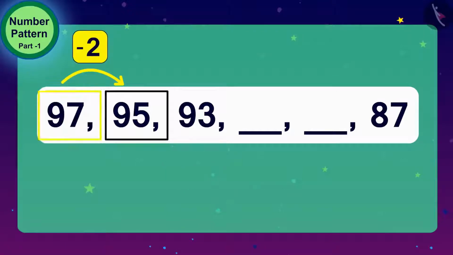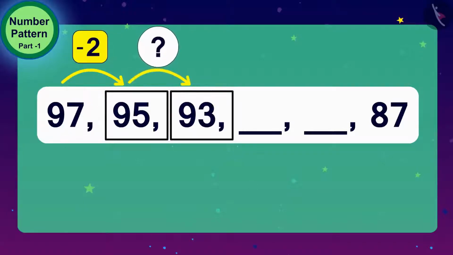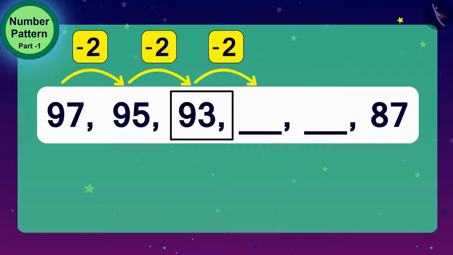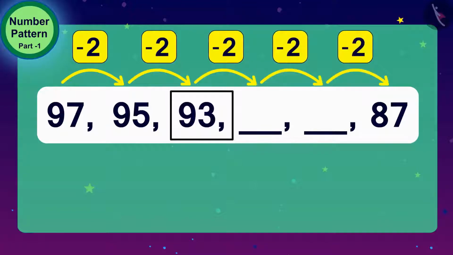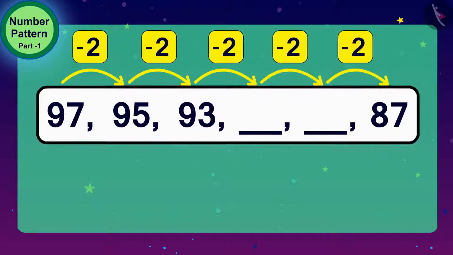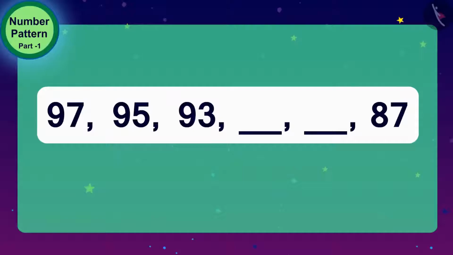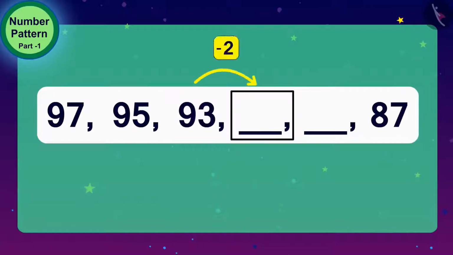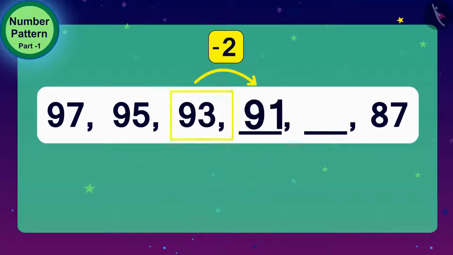from 97. And what to do to get 93 from 95? Exactly. Once again, subtract 2. So, to get the next number in this number pattern, we need to subtract 2 from the number before it. Here is the rule of this number pattern. The next number in this number pattern will be 2 less than 93.